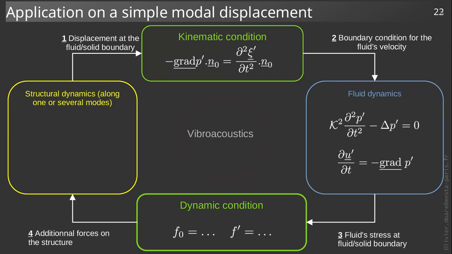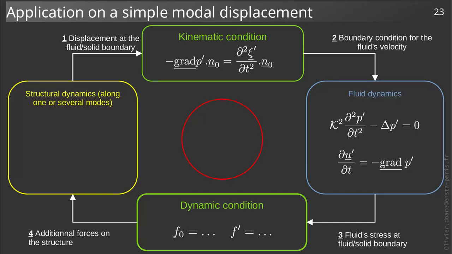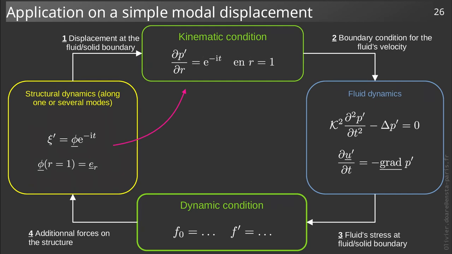It is the motion of the pulsating sphere. We can describe this motion with a deformation mode equal to er on the interface and a dimensionless frequency equal to 1. Everything is unitary here because it is the oscillation frequency and the radius of the sphere that have been used to scale the time and the length. By transferring this simple displacement field into the kinematic condition and noting that the normal to the interface between the fluid and the structure is er, we obtain a condition on the derivative of the pressure fluctuation with respect to r at r equals 1.